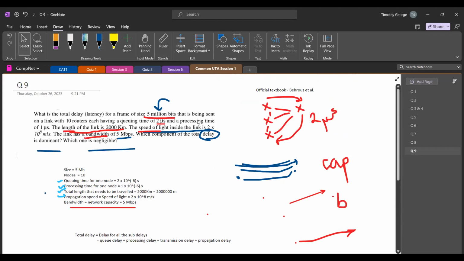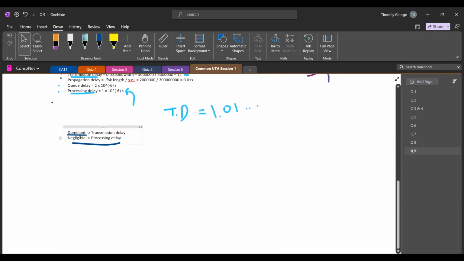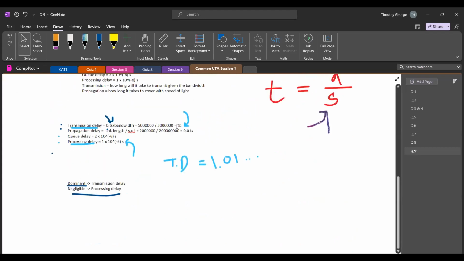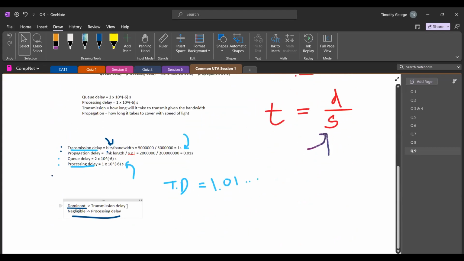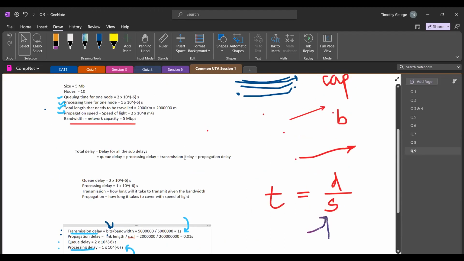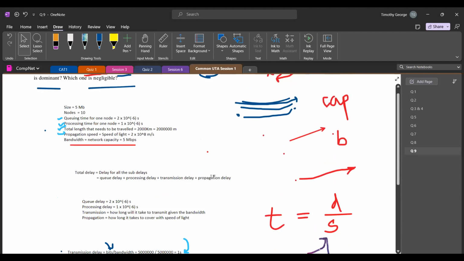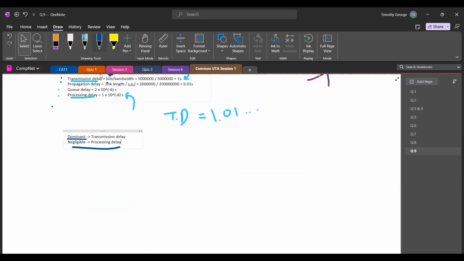Due to the small amount of time that nodes take to process, processing delay is less and therefore does not contribute much to the total delay. Hence, it is the least. It's the most negligible. So the most dominant delay, and the most negligible delay. Yeah, that's the answer to this question.